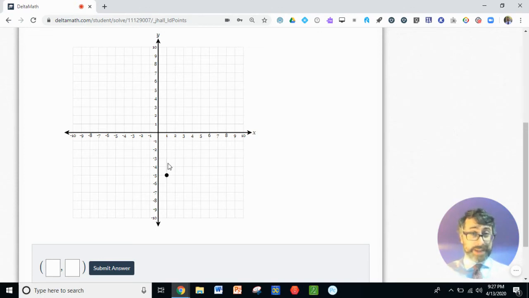So, can I remember that? I went right 1 and down 5. Right 1 is a positive 1, and down 5 is a -5. I can see that the numbers on the axes match up. +1 on my x-axis and -5 on my y-axis. 1, -5 is the label for this point.